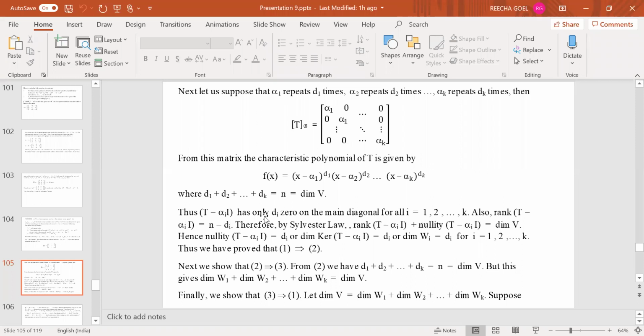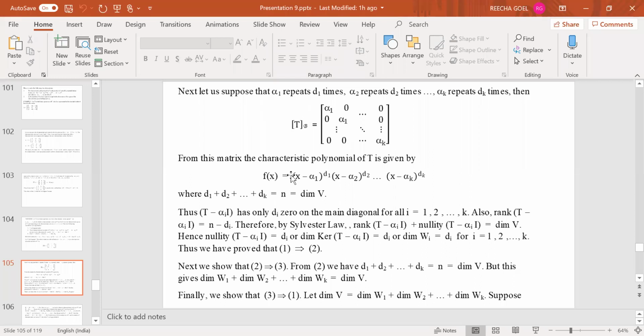So you are going to get di zeros on the main diagonal for all i equal to 1 to k. Also, the rank of T minus alpha i I is nothing but the total number of independent vectors, so it is n minus di. If I apply Sylvester's law, it simply says that rank of T minus alpha i I plus nullity of T minus alpha i I is the dimension of the vector space. Now this is n minus di, this is di, so you get n. Hence the nullity of T minus alpha i I is di, so the dimension of Wi is nothing but di. So that way we have proved 1 implies 2.